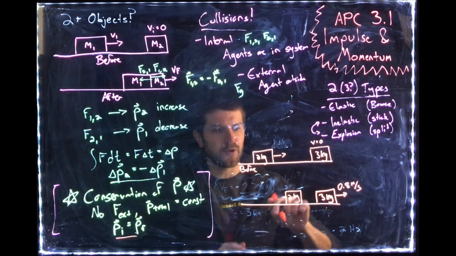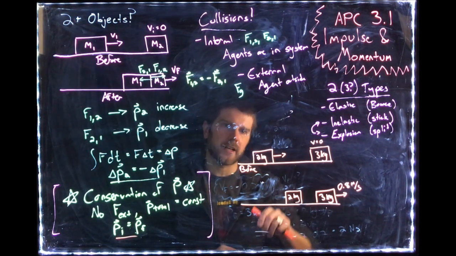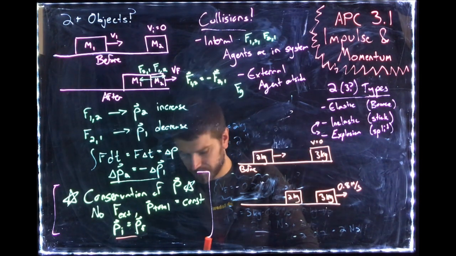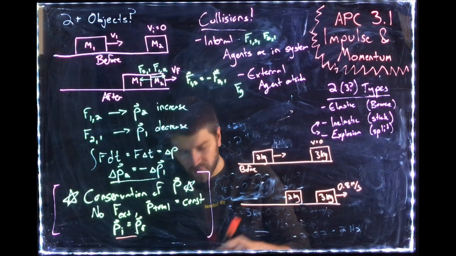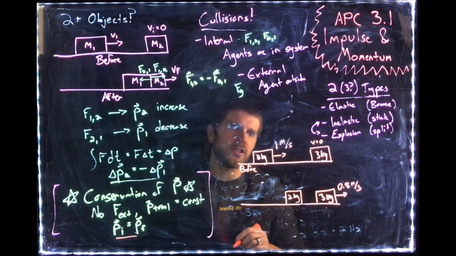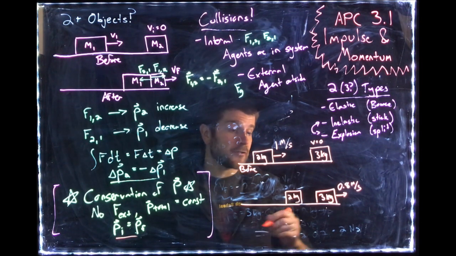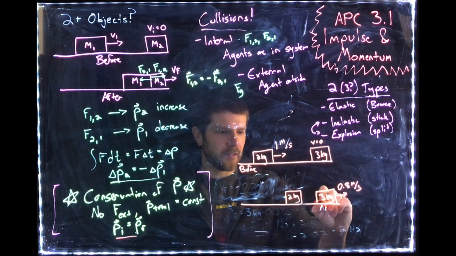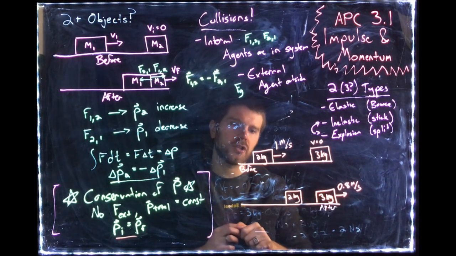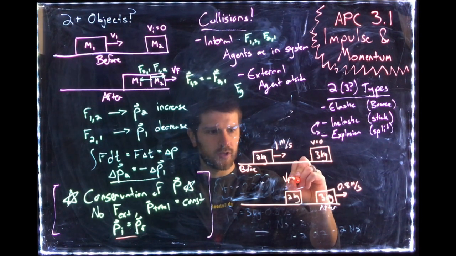So let's do an example here of an elastic collision. So I've got a 2 kilogram block that's sliding along at an initial velocity of 1 meter per second, when it collides with a 3 kilogram block initially at rest. We find after this collision that the 3 kilogram block is moving at 0.8 meters per second. So the question is, what is the final velocity of the 2 kilogram block?